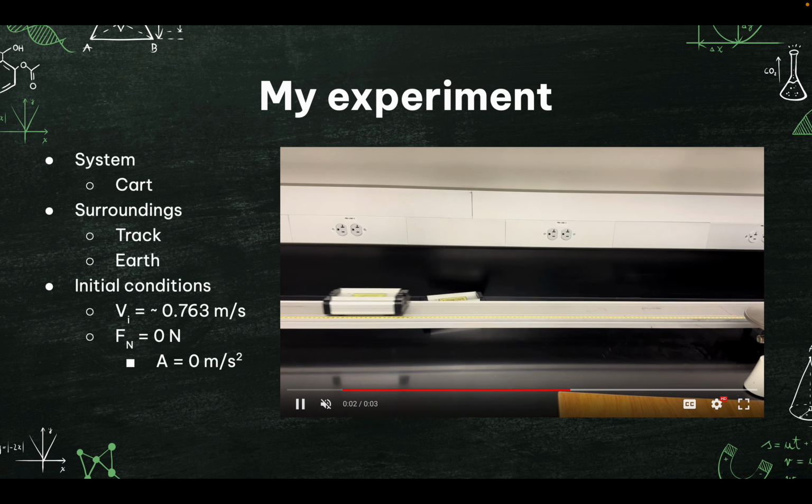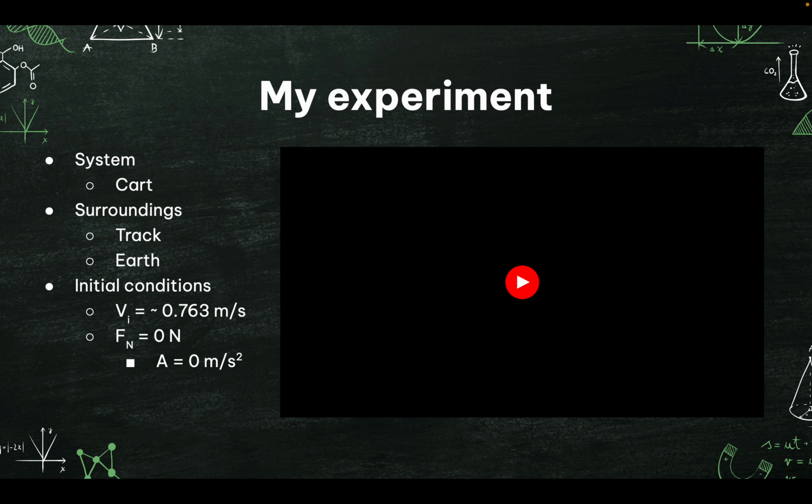My experiment consisted of a cart that was rolled on a track. The system was the cart, and the surroundings were the track and the earth, as these could have imposed forces upon my system. The initial conditions that are assumed are the velocity of 0.763 meters per second, estimated and calculated by my spreadsheet, and the net force of 0 newtons with an acceleration of 0 meters per second squared, because if there is an acceleration of 0 meters per second squared, there cannot be a net force.